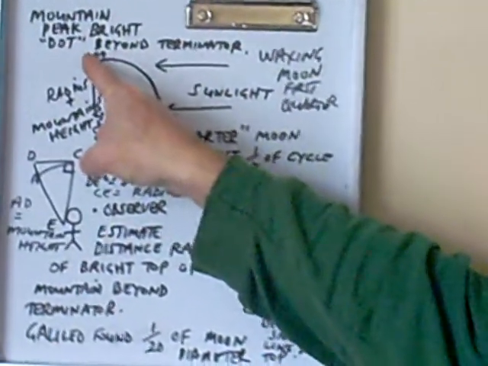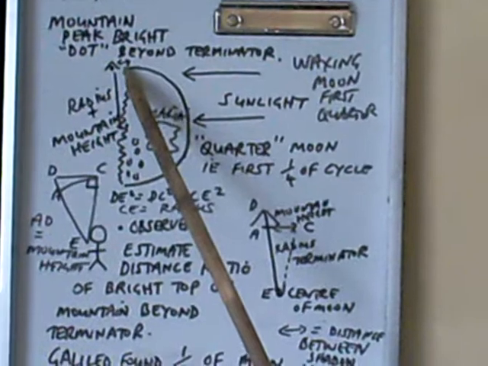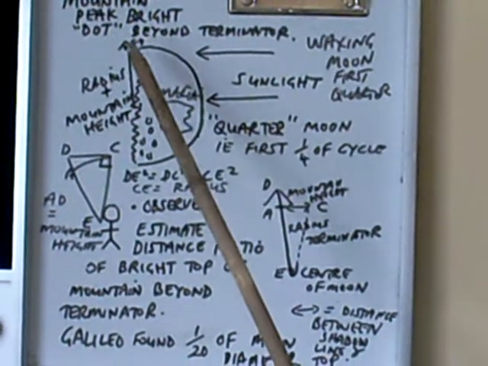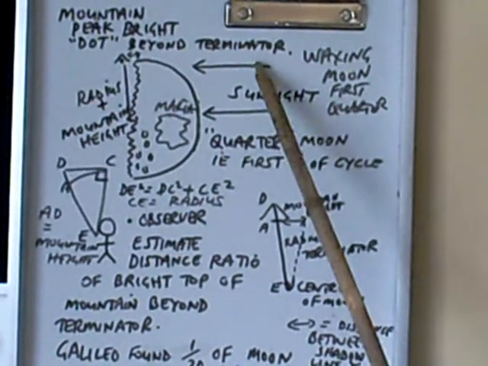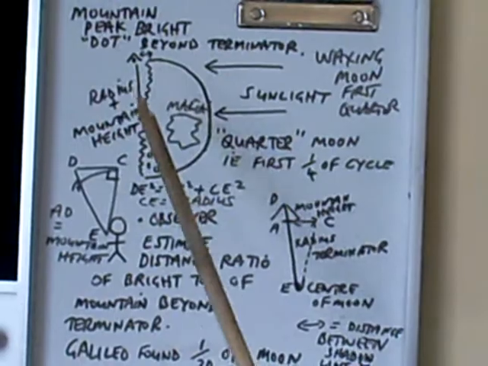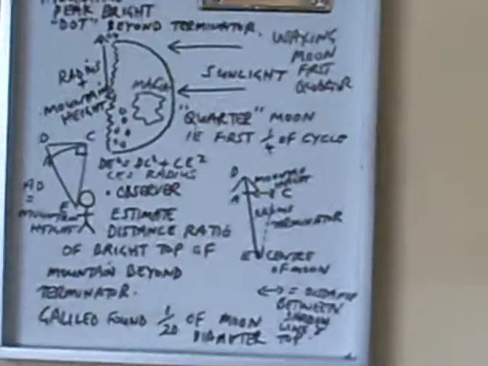However, he looked when the light from the sun just touched the peak of a mountain top just beyond this terminator, and he realised that what was happening was that a ray from the sun was grazing the moon at an angle and just hitting the top of the mountain, and he realised you could use triangulation to estimate the height of the mountain.